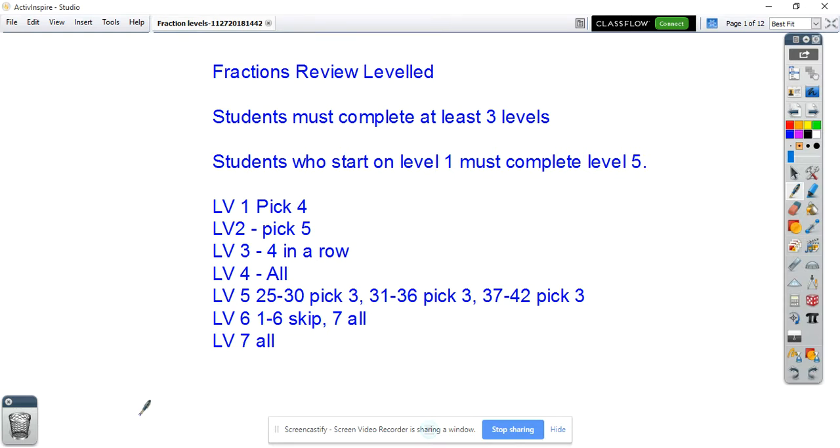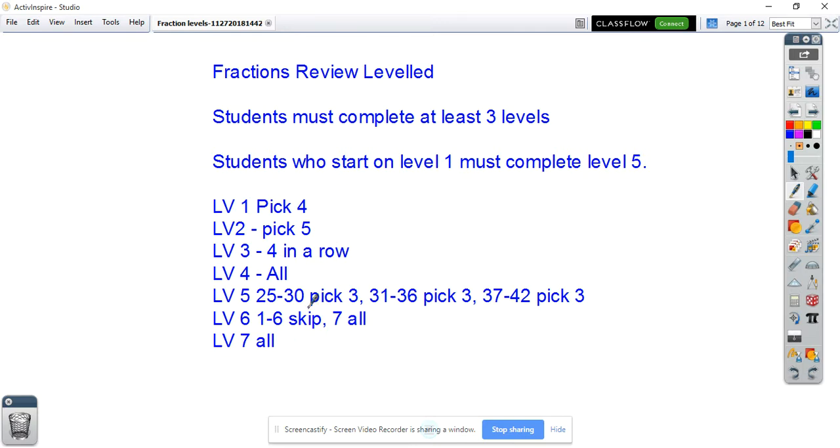In class, students are working on an activity called Fractions Reviewed Leveled. Students need to complete at least 3 levels. Those who start on level 1 must complete at least through level 5. If some students have started on level 4, they can do levels 4, 5, and 6 to get credit. But those who start on level 1 need to get through level 5, because level 5 is the type of work that's going to be on the test on Friday.